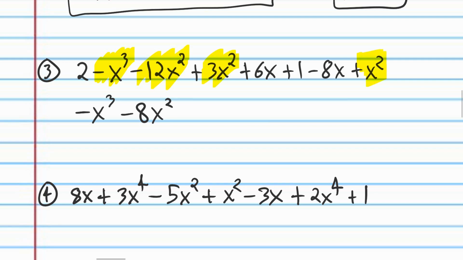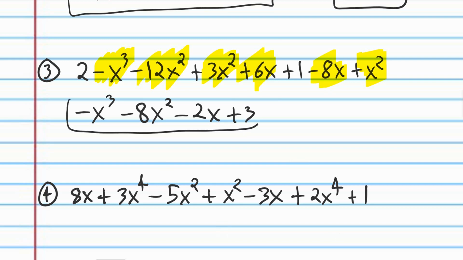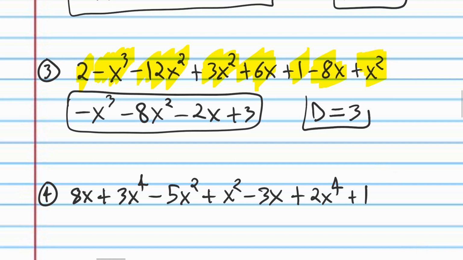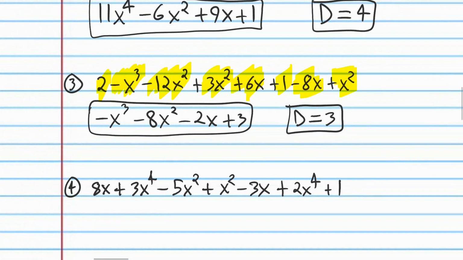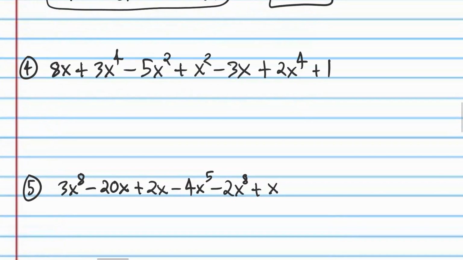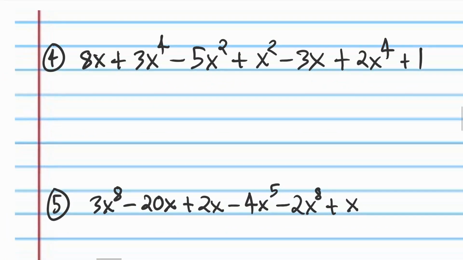And 6x minus 8x is negative 2x. We can cross those out. And we get 3. So there we go. That's the simplified polynomial. And the degree is the highest power, which is 3, so that would be 3. So if you got that answer, good job. All right, try the next one, and when you come back, we'll do it together.